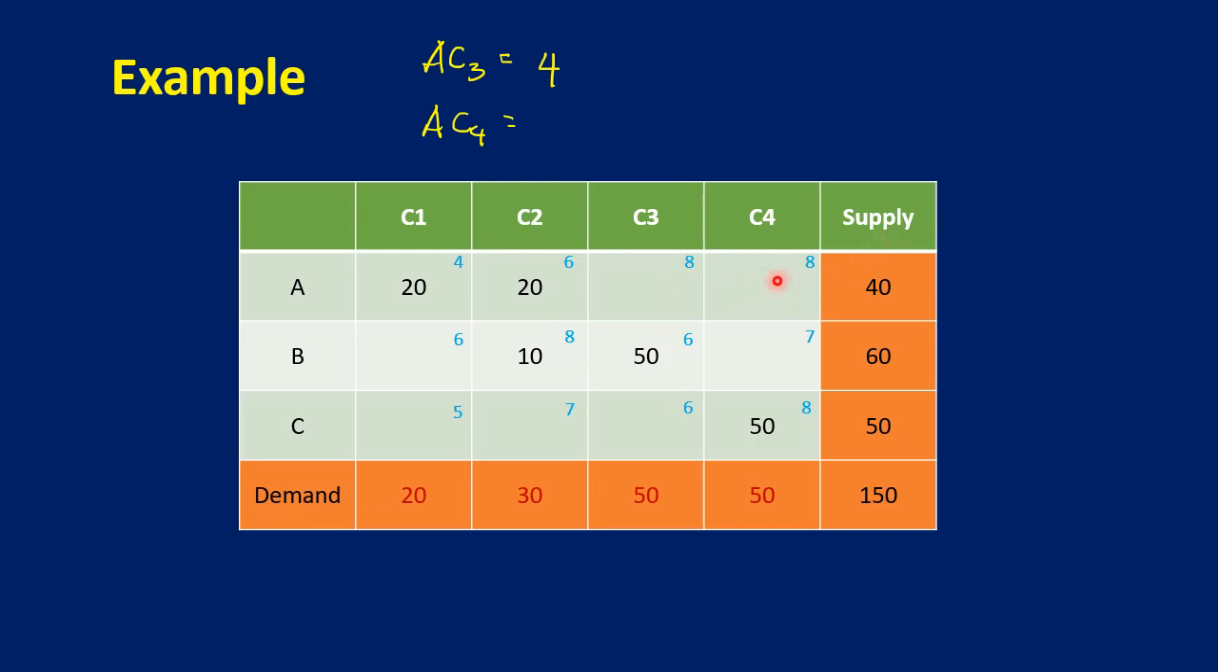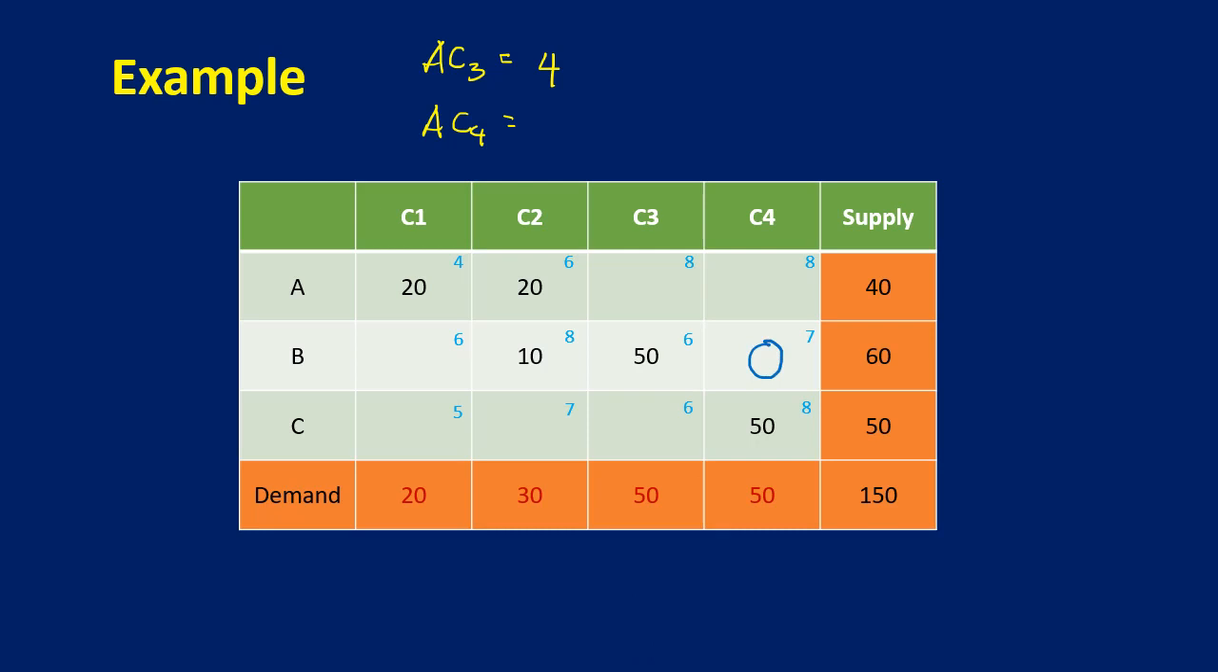Now, if you look at AC4, remember that we can only change directions at occupied cells. So, for example, here, here, here. Then I cannot go anywhere. If I go here, this is not occupied. So there's no way I can go back to C4. This is an example wherein you cannot compute the improvement index because we have not enough stepping stones. So in order to do that, we will now introduce a fake shipment here, so that we can go.